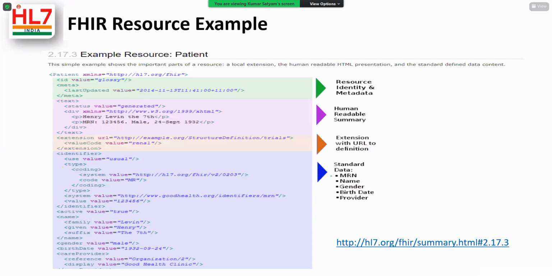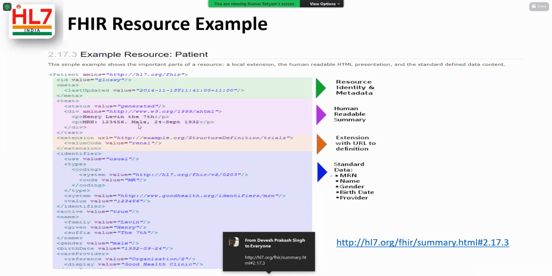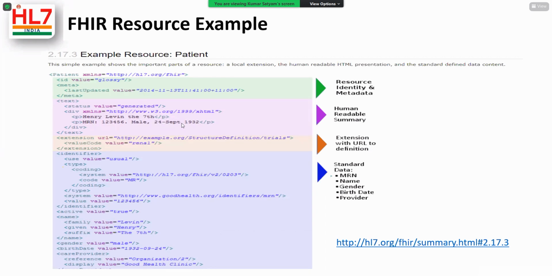Then resources also have a human readable part, right? What it means is, though it looks like an XML and JSON structure, there is a text narrative section, if you see here in the orange color, where the resources have the description of what is the content in the entire body. So what we understand here is that this resource is for patient Henry Levin the 7th. His MRN is 123456. He's a male and his date of birth is 24th September 1932.